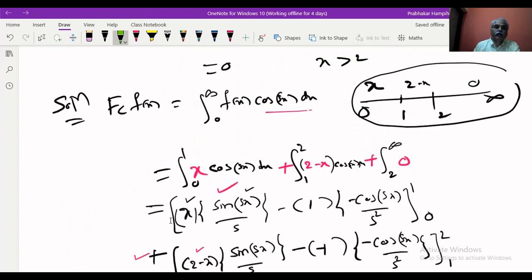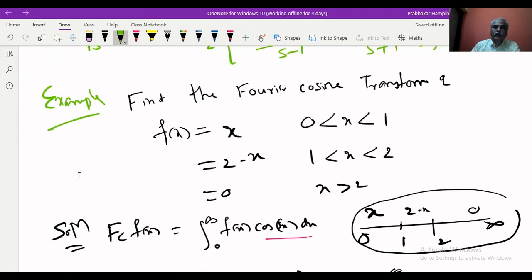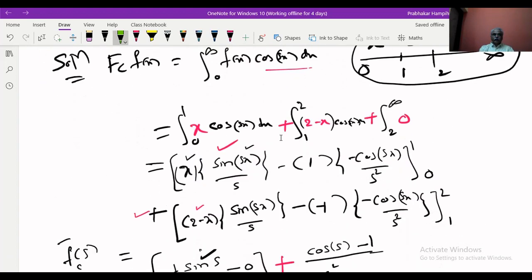So can you find the sine function instead of cosine for this? That brings today's lecture to an end.